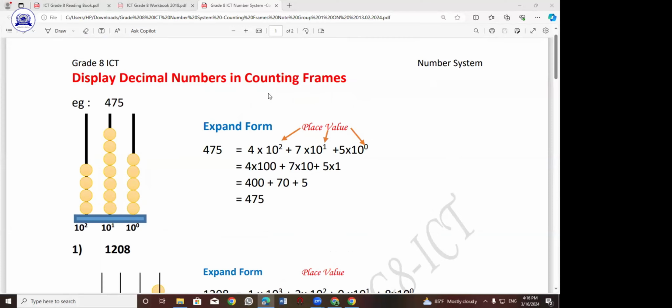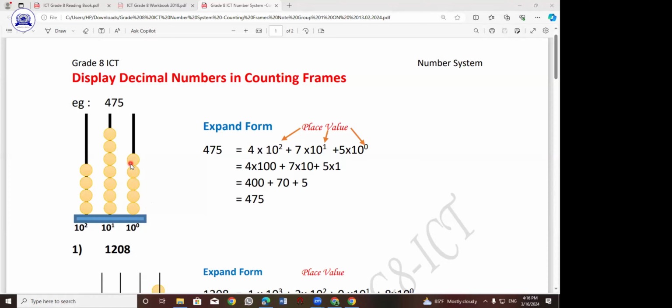You can see now here. If you expand 475, you can put this in a counting frame like this. For 10 to the power 0, you put 5 here: 1, 2, 3, 4, 5. Okay, so you can put it here.